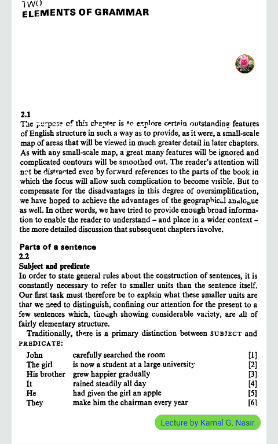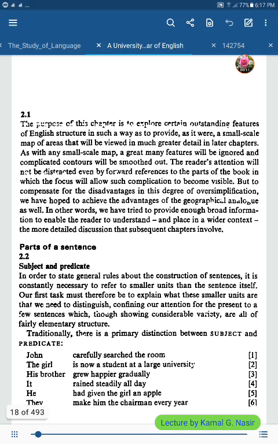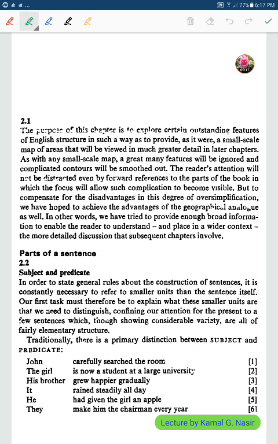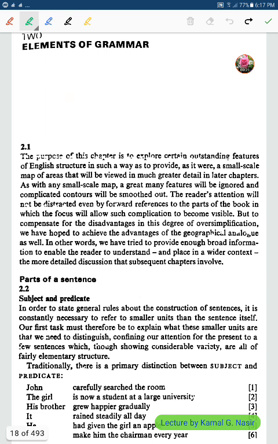The chapter that we are talking about is chapter 2. We start from chapter 2, which talks about elements of grammar. Elements of grammar. You see? Good. Now let us come to the parts of a sentence. We have the subject and the predicate. The subject and the predicate.